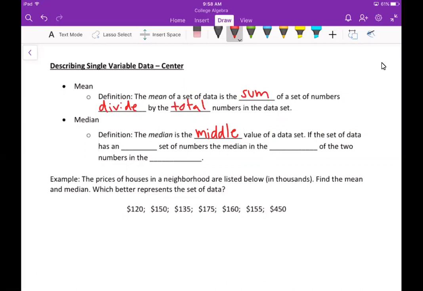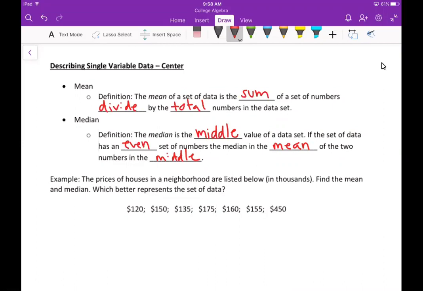The only tricky part is if you have an even set of data points, because then you're going to have two numbers in the middle. We're going to look at an example if that doesn't make sense quite yet. But if you have like 6 numbers in your data set, you're going to have 2 numbers in the middle. What you're going to do then to find the median is just take the mean of those 2 numbers in the middle. So we'll essentially combine those 2 measures of center.